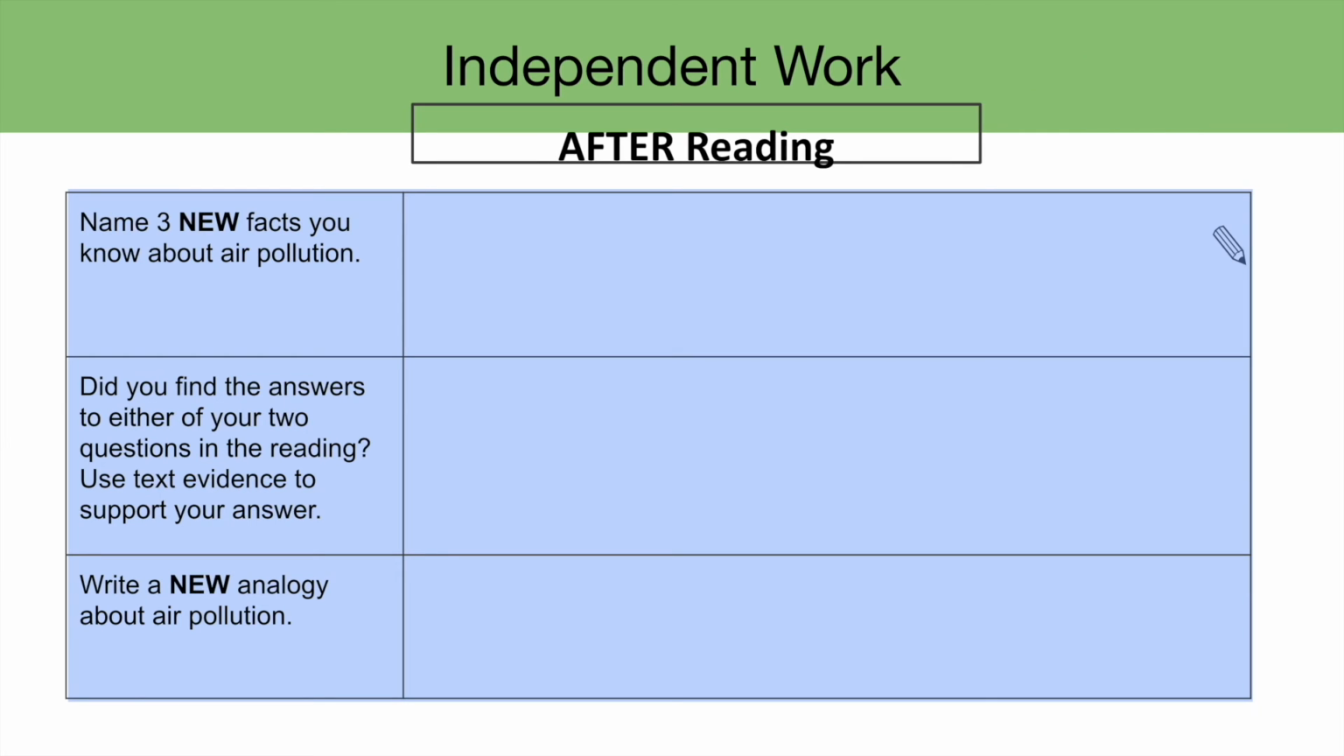After reading, name 3 new facts you know about air pollution. And then, did you find the answers to either of your 2 questions in the reading? Use text evidence to support your answer, and then write a new analogy about air pollution.